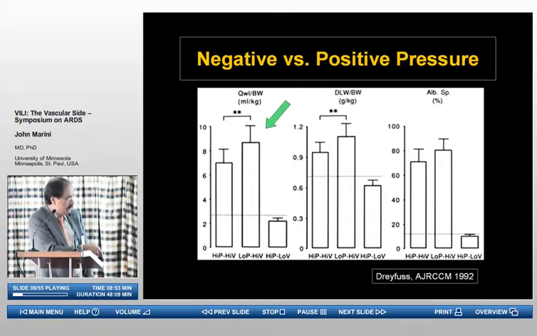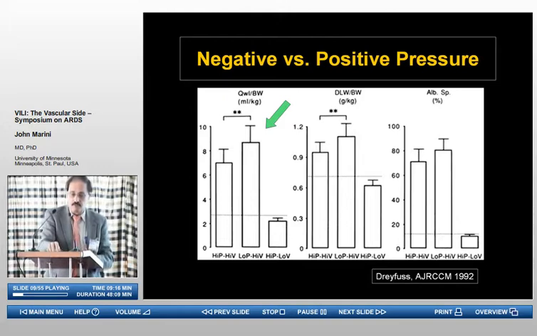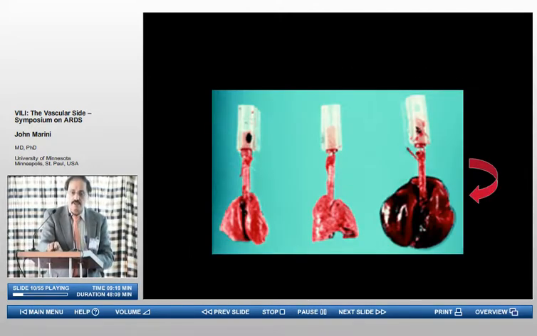Didier Dreyfus, back in '92, showed us that actually using negative pressure to inflate the lung was no protection against ventilator-induced lung injury. And in fact, those animals did slightly worse when tidal volume was achieved by negative pressure versus positive pressure, possibly due to vascular forces. These are images from one of his summary papers.